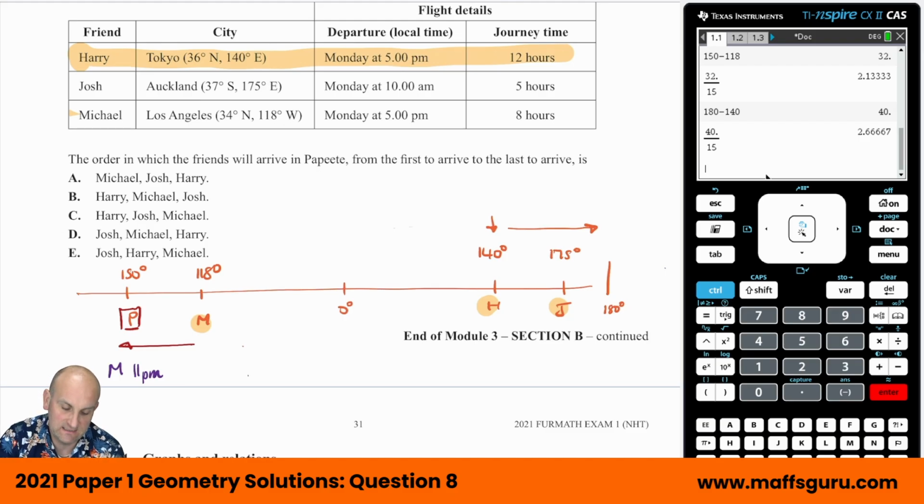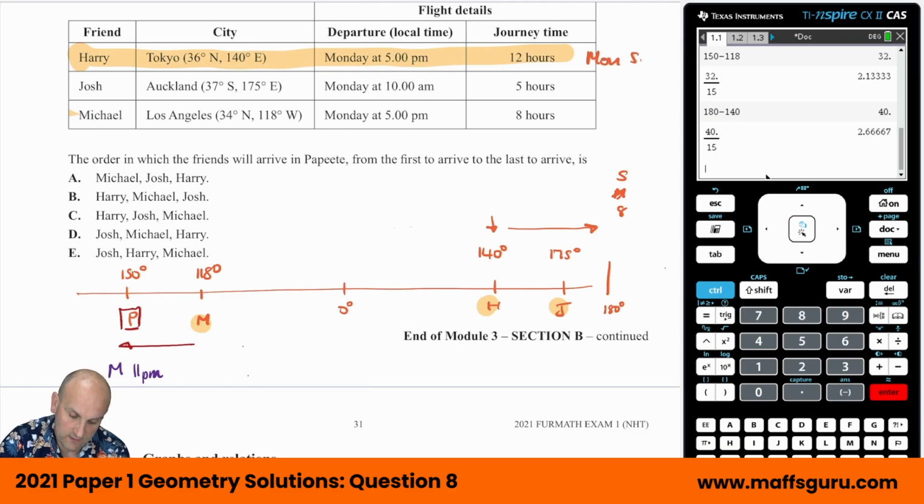So what I'm saying here is he's leaving Monday at 5 p.m. He's going to take 3 hours to get to the international date line. Monday at 5 p.m., 6 p.m., 7 p.m., 8 p.m. So he's going to get here Monday at 8 p.m. But as soon as he touches that international date line, he's then going to go to Sunday at 8 p.m. So that's Sunday at 8 p.m., but he's only flown for 3 hours. He's got another 9 hours to go. So Sunday at 8 p.m., 8, 9, 10, 11, 12, 1, 2, 3, 4, 5 a.m. So he's going to arrive on Monday at 5 a.m.